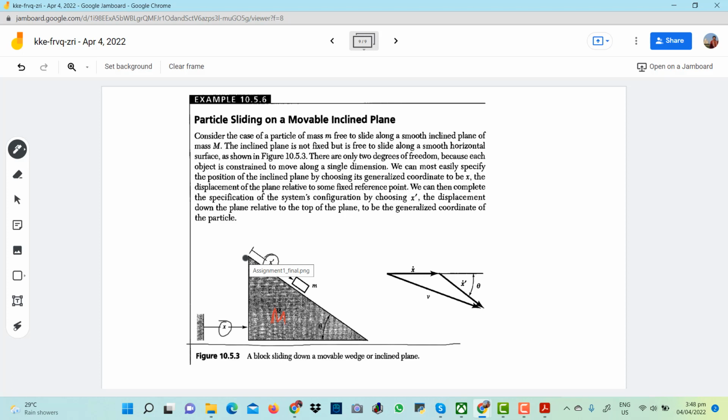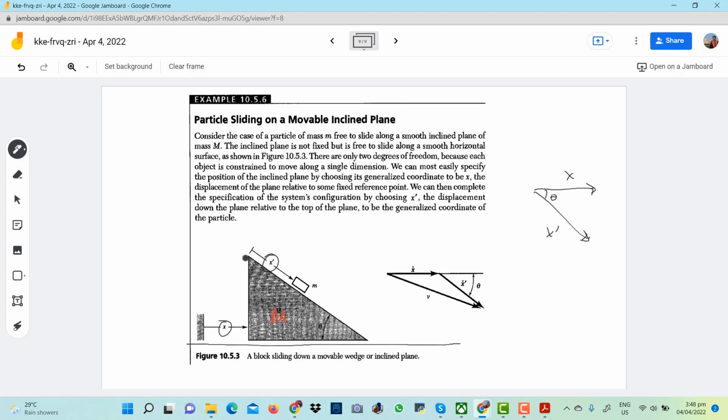As you can see, take note of the positions: I have x prime going there, and then I have x going that way, right? So the inclined plane is going to the right, while x prime is going downward with some angle theta. I think this is theta here. Okay?